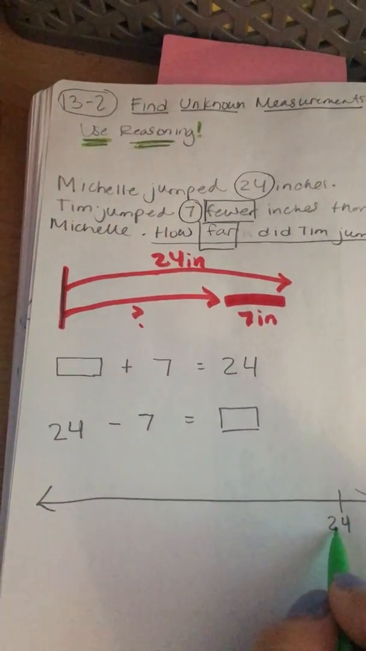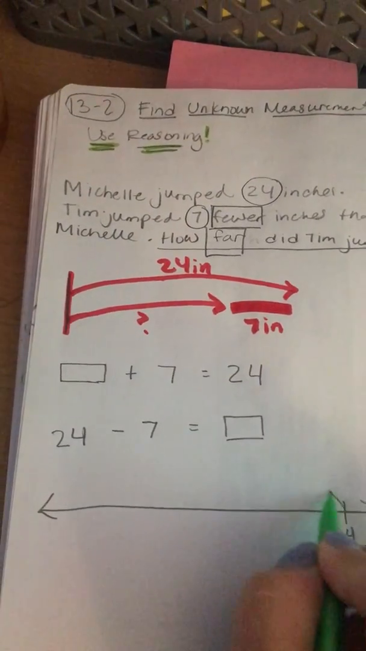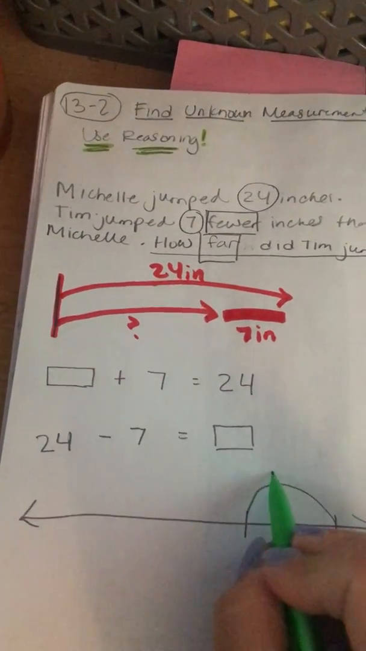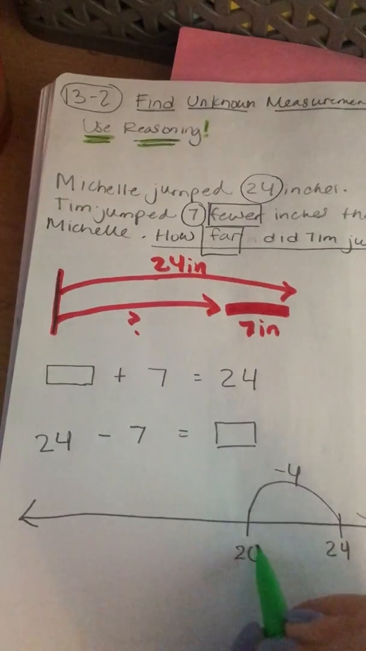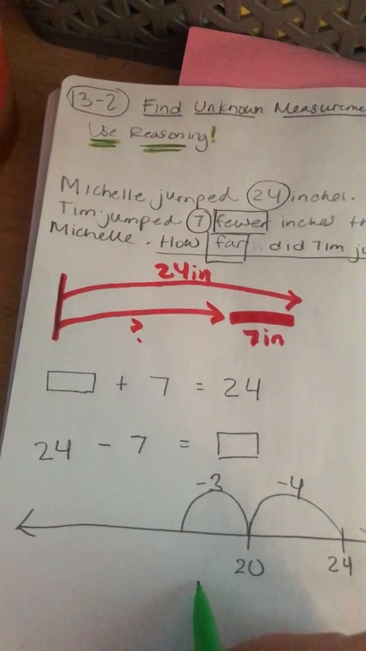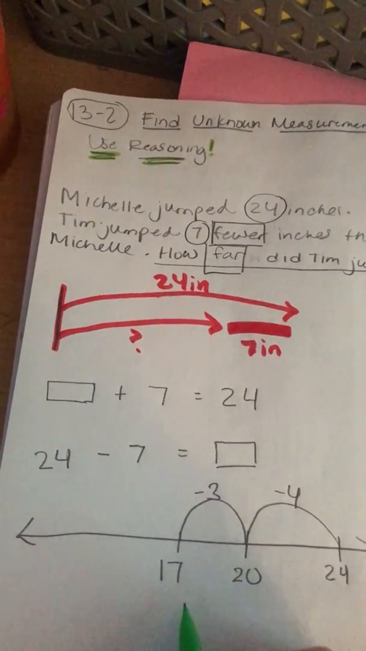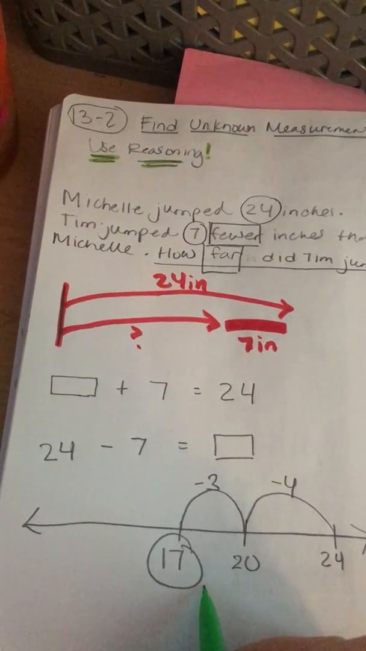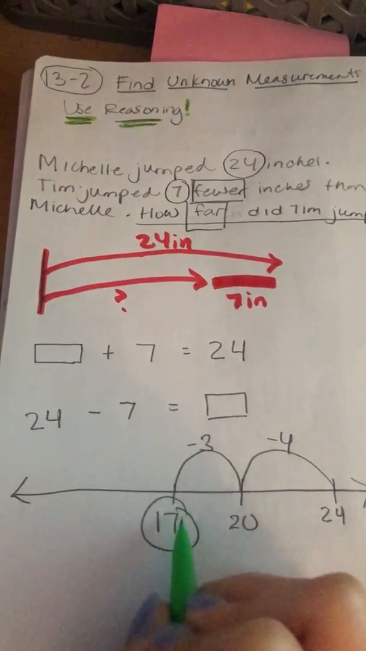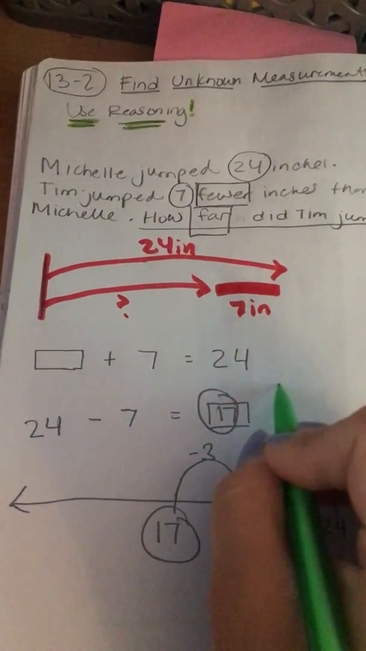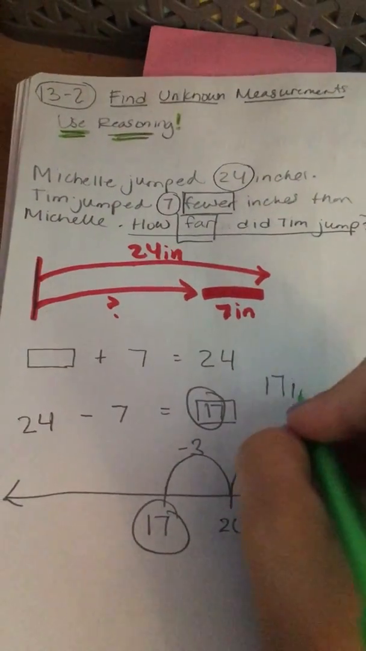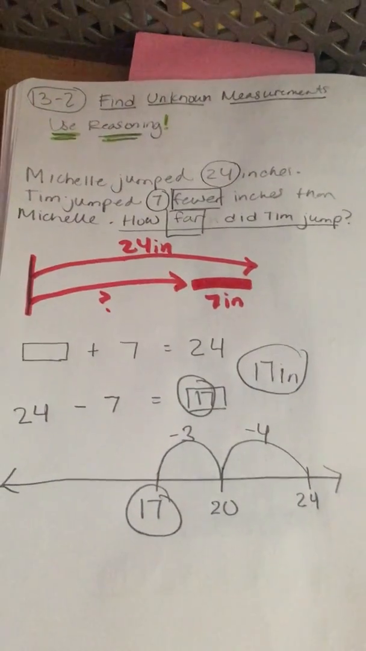So 24. Let's do minus 4 to get me down to a friendly 10. Okay, now I need to do 7, so I need to do minus 3 more. 20 minus 3 is 17. So Tim jumped 7 fewer, so 24 minus a total of 7 gives me 17. Oh goodness, this pencil doesn't like me today. 17 inches. And notice how I circled my final answer.